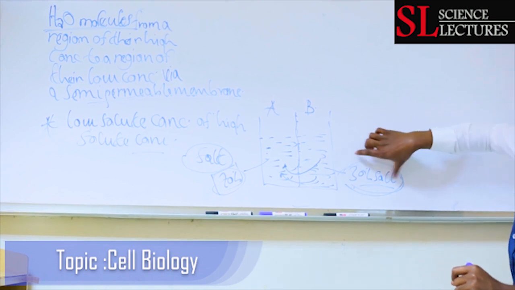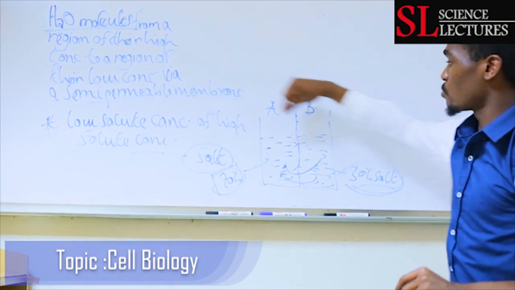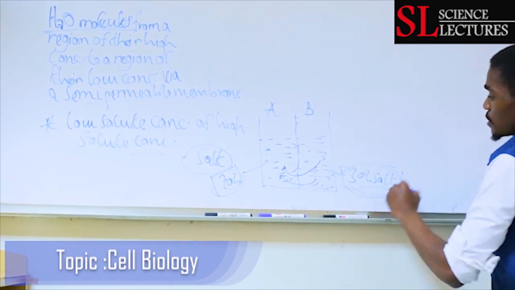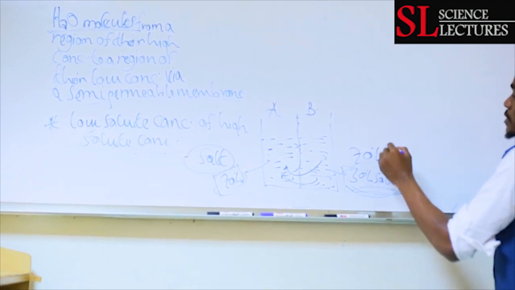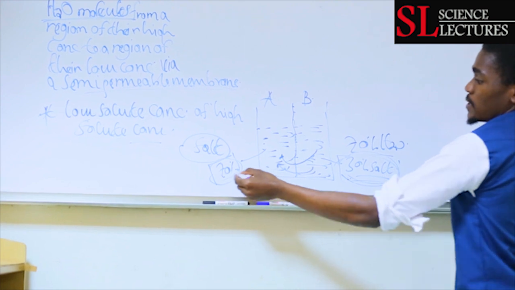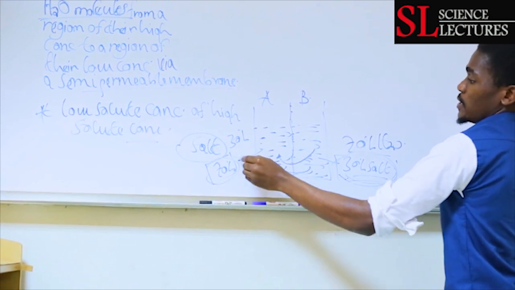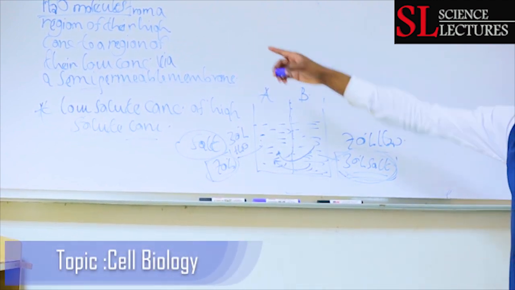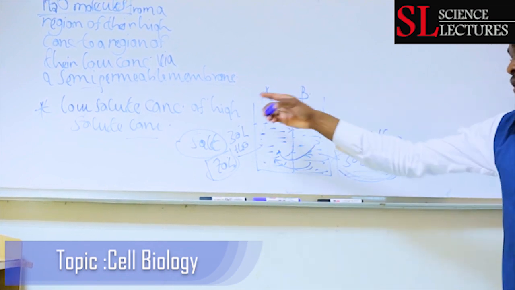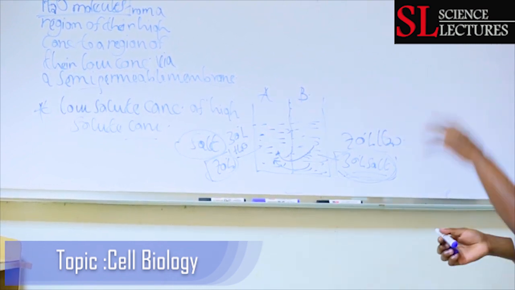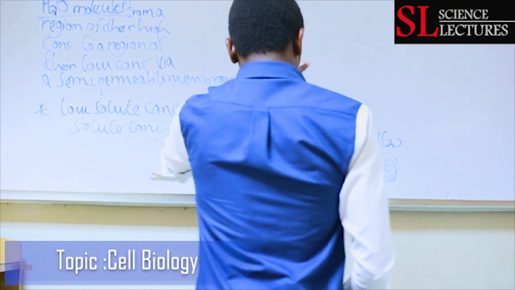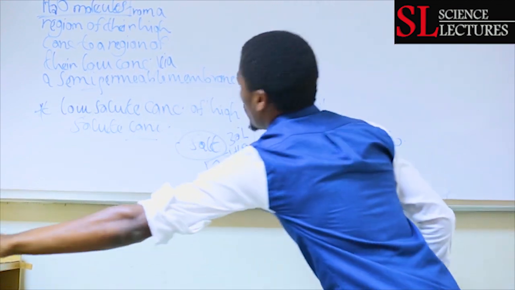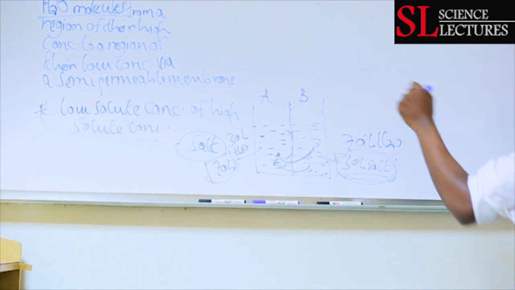So from low solute concentration to high solute concentration, water molecules move from a region of their high concentration to a region of their low concentration. If we have 30% salt, let's assume we have 70% water, and if we have 70% salt, let's assume we have 30% water. So this side has a high percentage of water molecules, so they move from B to A. This is the concept of osmosis, to break it into basic terms. But we have some other terms to look at before we go further.